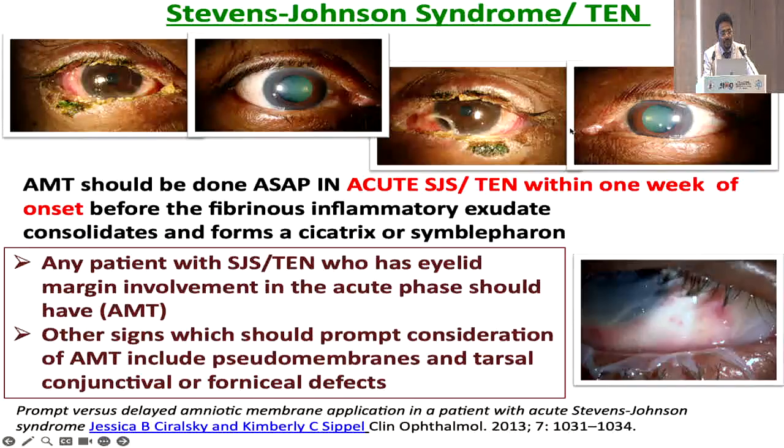Other signs that should prompt consideration for AMT are pseudomembranes and tarsal conjunctival or fornical defects, because all these will cluster together and form the symblepharon. So when we put this AMT, we should cover all the area, including the lid margin, palpebral conjunctiva, fornical conjunctiva, bulbar conjunctiva, and the corneal surface.